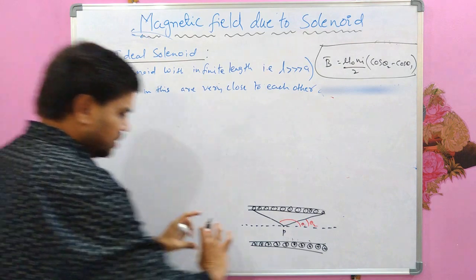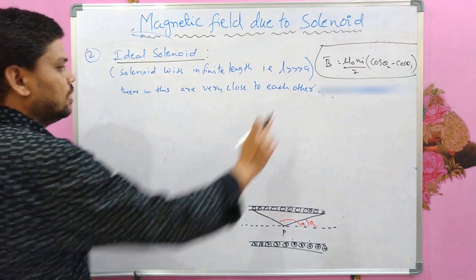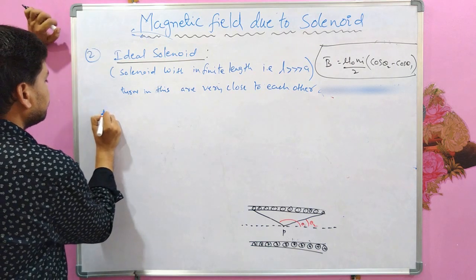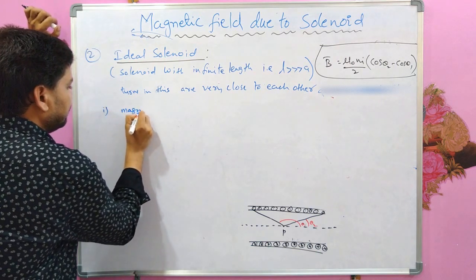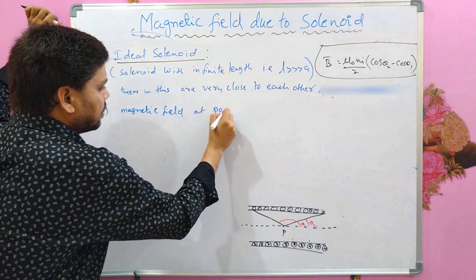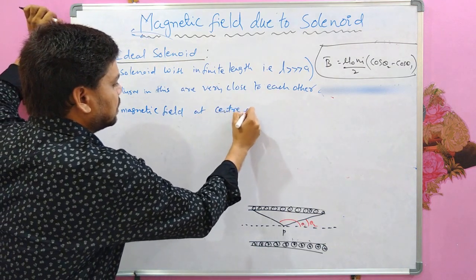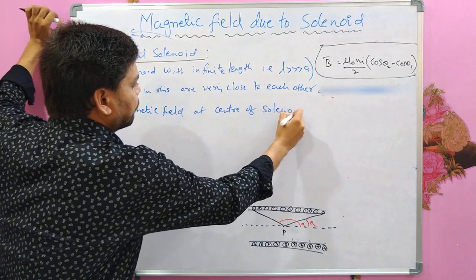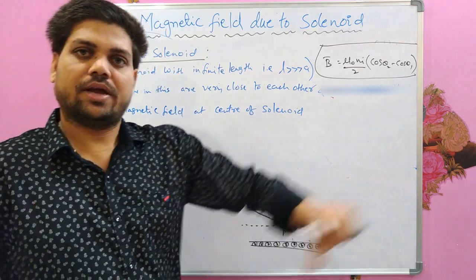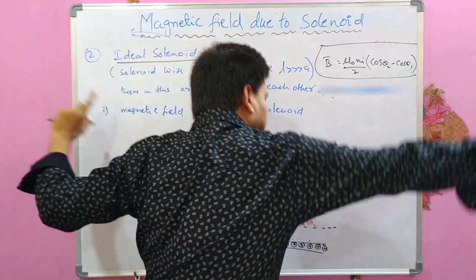Now if this solenoid is infinite in length, then if I want the magnetic field in this special case, magnetic field at point P, you can say at the center of the solenoid, which means P is at the center of the solenoid with infinite length. P is at the center and this length is infinite.